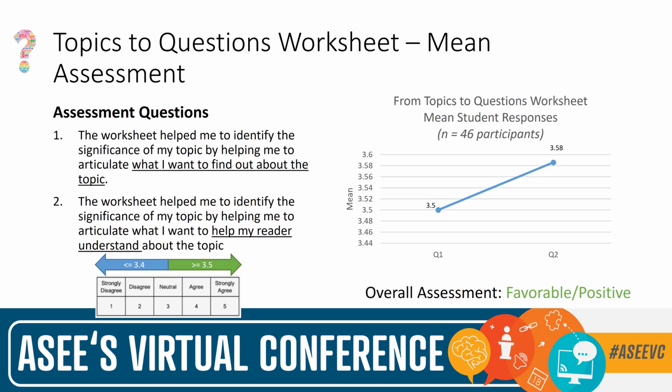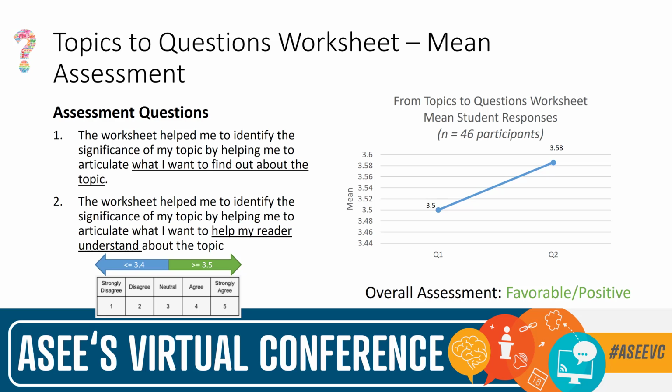Assessment for the Topics to Questions worksheet consisted of 2 questions. The mean for both questions were above the favorable or positive threshold for the study. Question 1 had a mean value of 3.5, and question 2 had a mean value of 3.58. Overall, the assessment for this worksheet is considered favorable and positive.